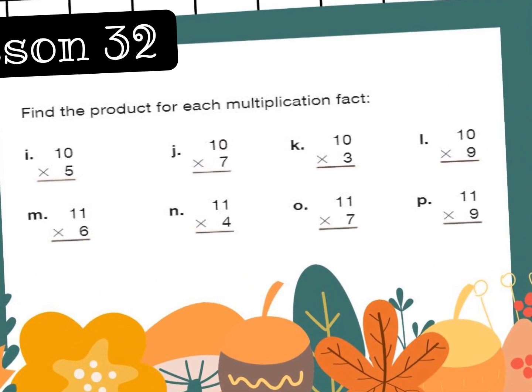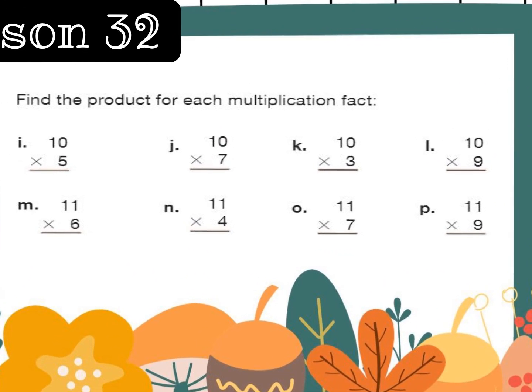Be ready, I might call on you. Isaiah, what is I? Very good. Amelia, what's J? 70. Perfect. Cameron, what's K? Very good. Reagan, what's L? 90. Braden, what is M? 66. Connor, N. 44. Beck, O. Shepherd, P. 99.